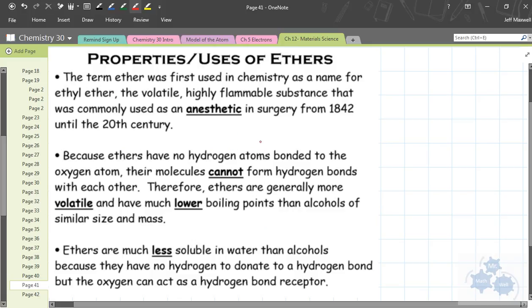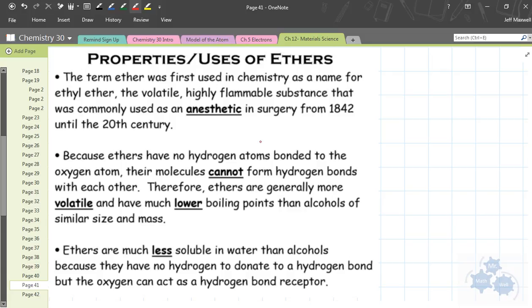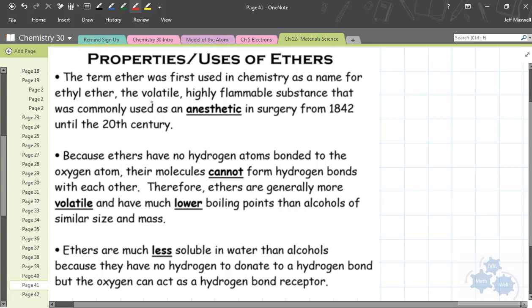Okay, properties or uses of ethers. Again, remember, you do not have to copy out this word for word. Please just hit the highlights. The term ether was first used in chemistry as a name for ethyl ether, the volatile, highly flammable substance that was commonly used as an anesthetic in surgery. Isn't that awesome? Volatile, highly flammable. So what are you going to do? We're going to ingest it just before we cut you open. That's nice. From 1842 until the 20th century. Yeah, don't smoke and drink this before your surgery.